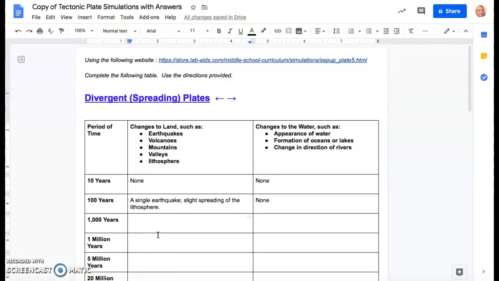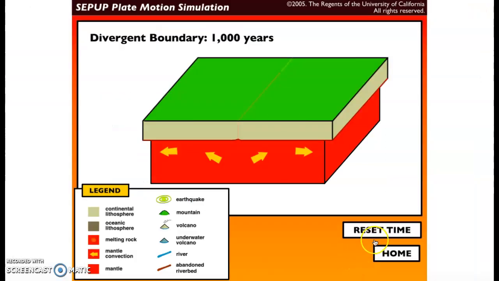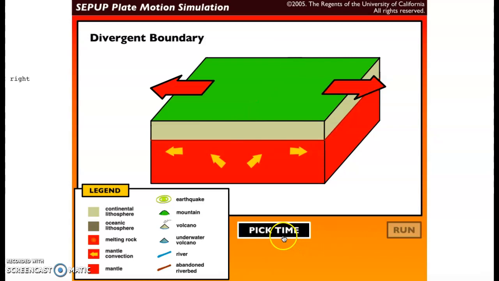So where it changes to land, I would say that there were several earthquakes. Okay. I would say there is a slight rise of the magma between the plates. Okay, it just started to poke up there. And then we still had no water changes. All right, I'm going to go back to my simulation, reset my time.